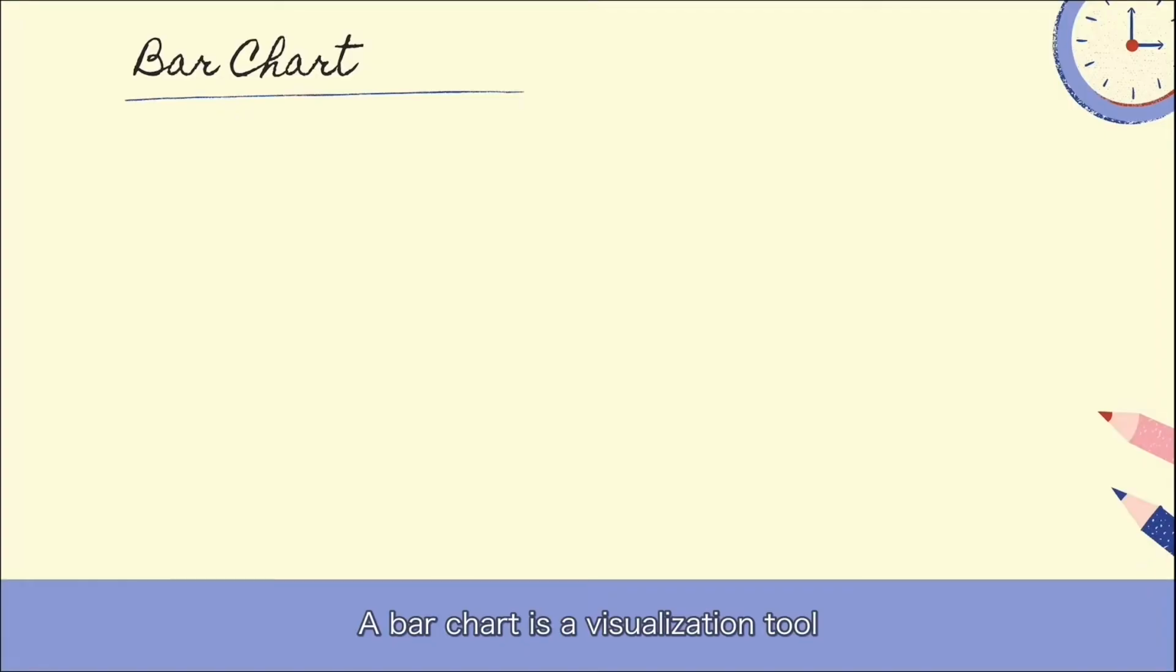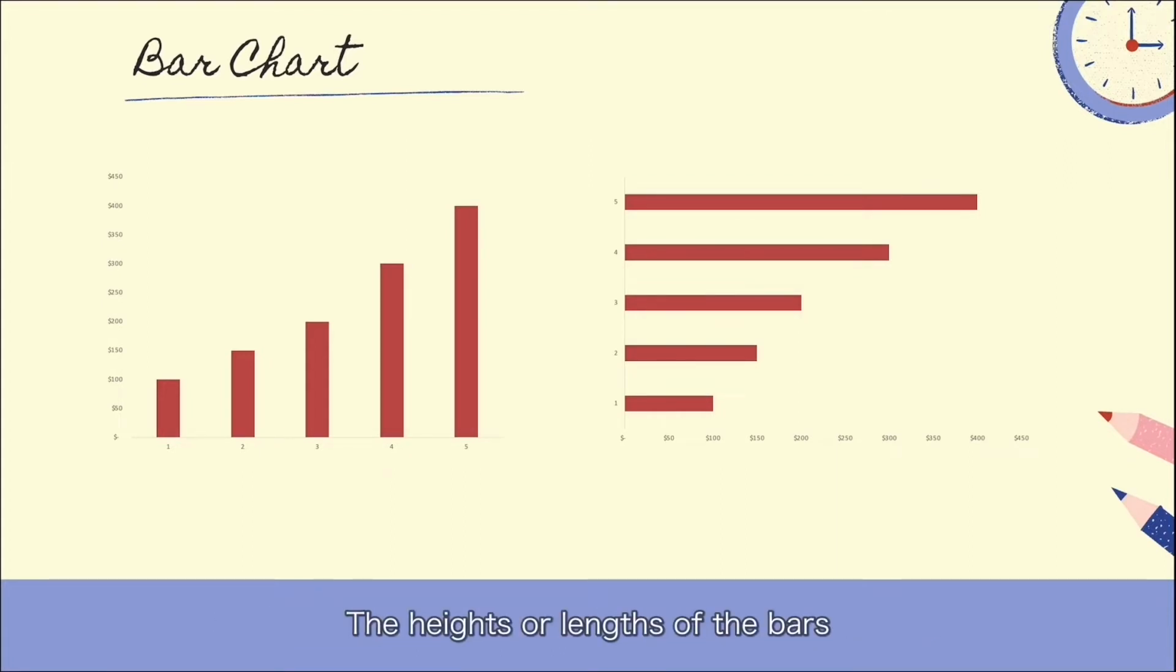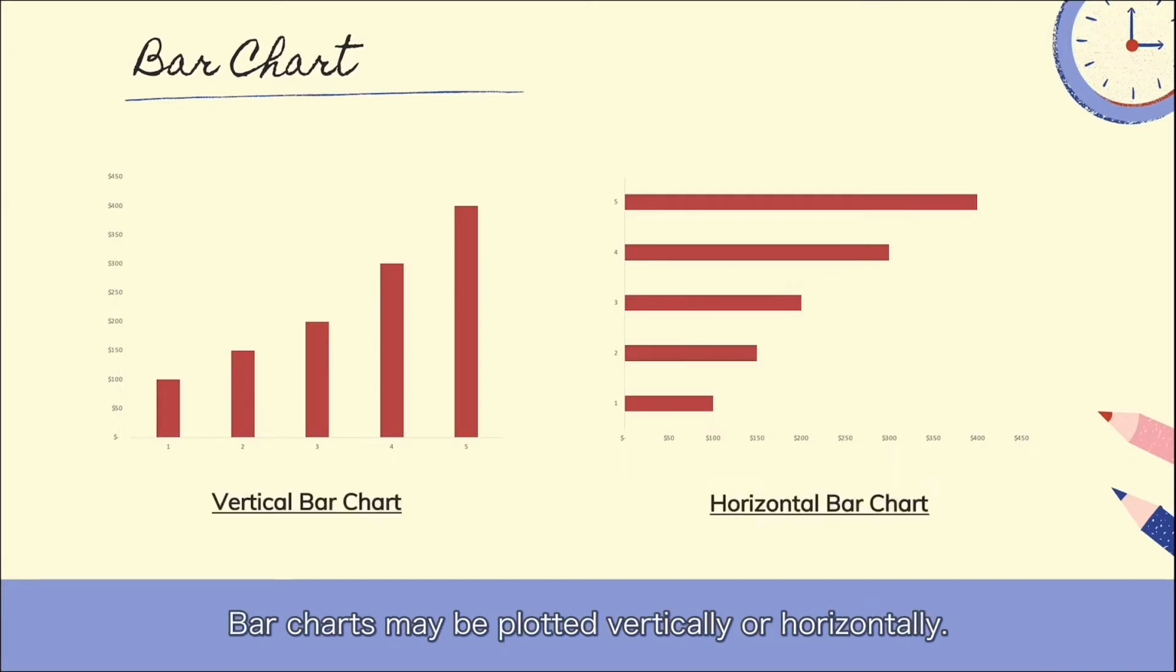A bar chart is a visualization tool that presents categorical data with rectangular bars. The heights or lengths of the bars are proportional to the values that they represent. Bar charts may be plotted vertically or horizontally. Let's start with the vertical one first.